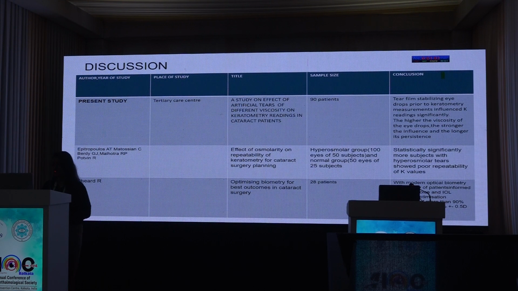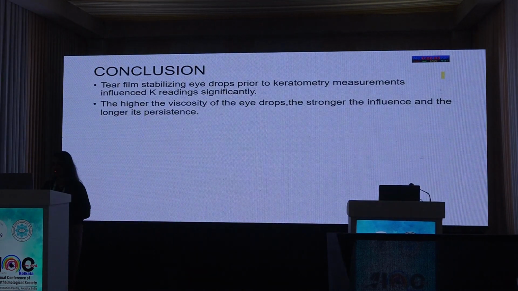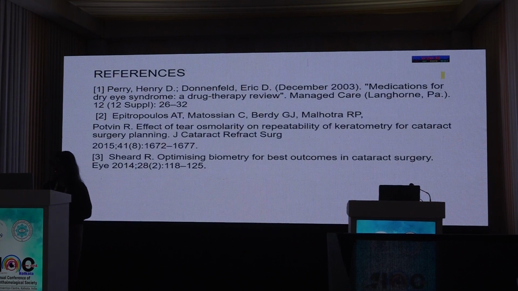Shared R has done a study on optimizing biometry for best outcomes in cataract surgery. Sample size was 28 patients. The conclusion is within modern optical biometry for majority of patients, informed formula choice and IOL constant optimization improve outcomes. The conclusion of our study is tear film stabilizing eye drops prior to keratometry measurements influenced K readings significantly. The higher the viscosity of the eye drops, the stronger the influence and the longer its persistence. Thank you.